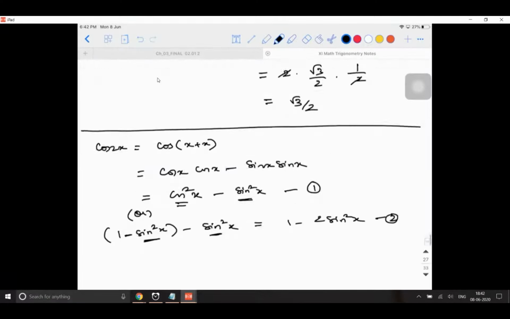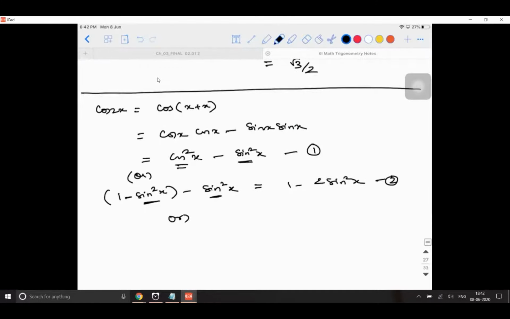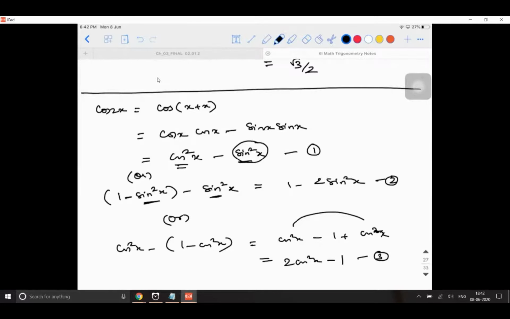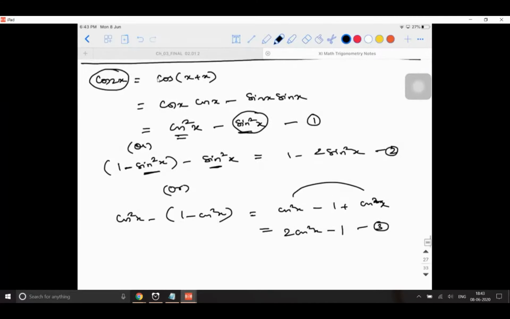This is the second formula. Or I can write it like this. Cos square x minus, instead of sin square x, I can write it as 1 minus cos square x. So this can be written as cos square x minus 1 plus cos square x. So cos square x plus cos square x is 2 cos square x minus 1. This is going to be the third formula. So for cos 2x alone, there are three formulae. What are they? Cos square x minus sin square x, or 1 minus 2 sin square x, or 2 cos square x minus 1. All the three mean the same. I hope it is clear.